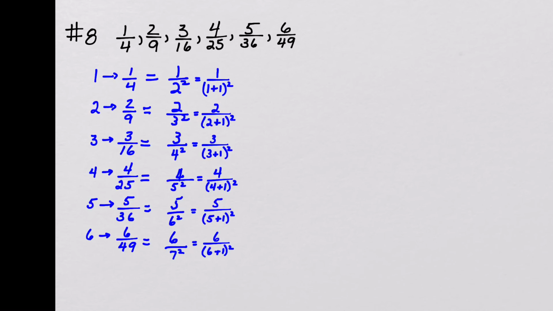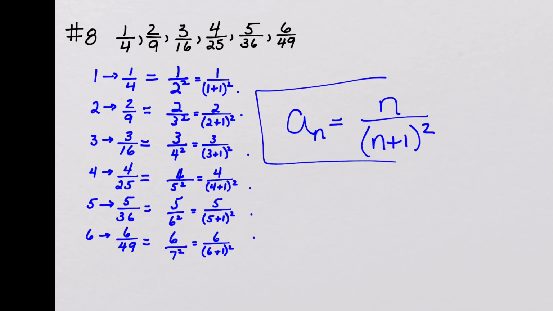And so what this tells me then is my formula for a sub n is n in the numerator over n plus 1 quantity squared. And I've really already checked this by checking where I got the numbers from. So here we go. That's the final answer for that one.